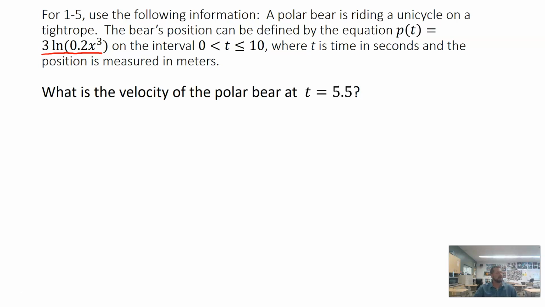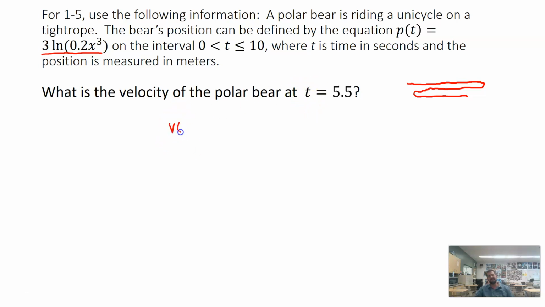So basically what we have to understand here is this is an equation that is giving us the position. This polar bear, it's really just like a particle motion problem. This polar bear is just moving back and forth and back and forth, but it's really just on a unicycle, so it's just moving in one dimension. Now, the first problem wants to know what is the velocity of the polar bear at time equals 5.5.